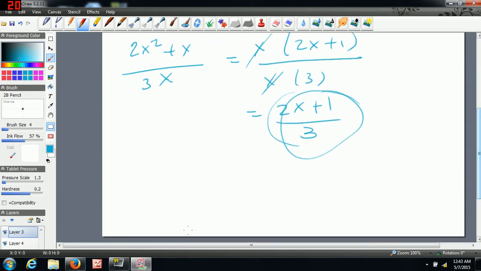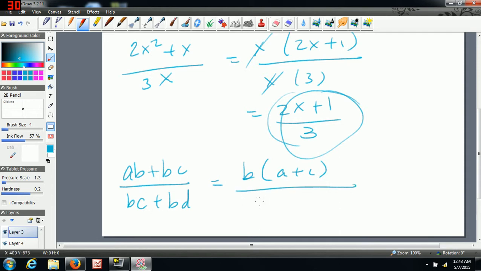Okay. Try a different example. AB plus BC over BC plus BD. So what can I factor out of these two? I can factor out a b, so I'm left with a plus c. And on the bottom, I can also factor out a b, and I'm left with c plus d. Whenever you factor something out, you divide both of these by that variable or number that you're factoring out. Okay, so now we can cancel out the b's. So then you're left with a plus c over c plus d.